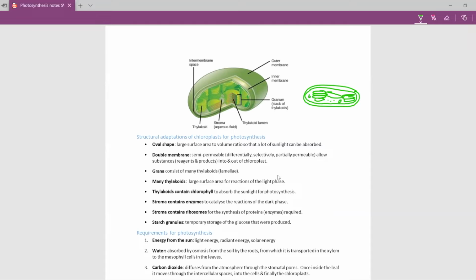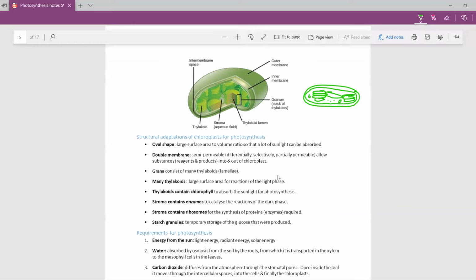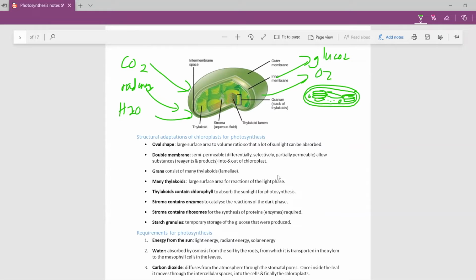The double unit membrane is semi-permeable. These membranes are semi-permeable to allow carbon dioxide, radiant energy and water to enter, and glucose and oxygen to leave. There are many grana and many thylakoids, which increase surface area, so more glucose is made. Chlorophyll traps the radiant energy.